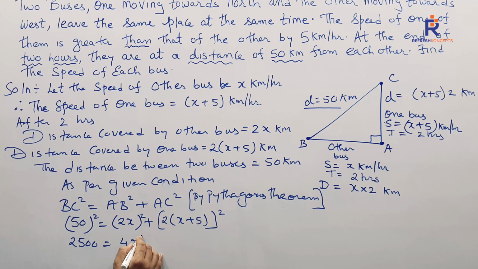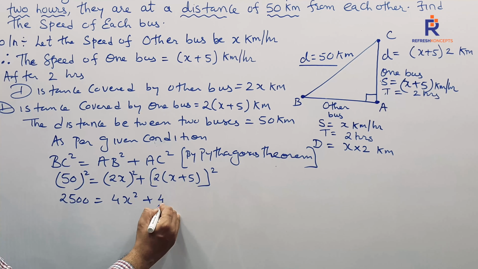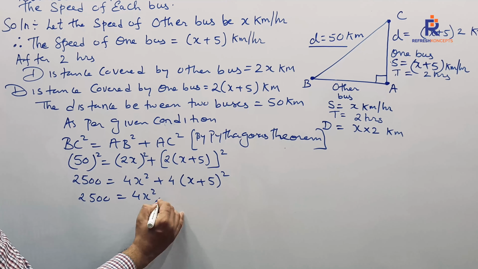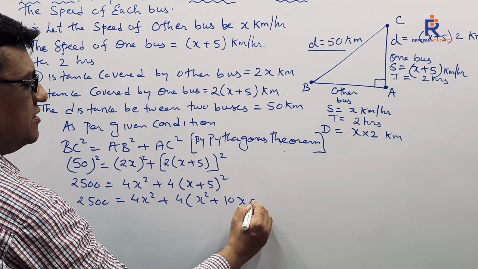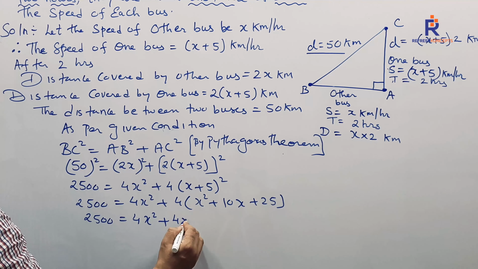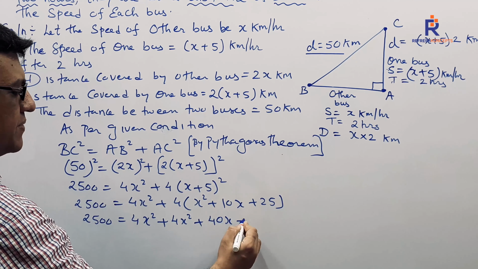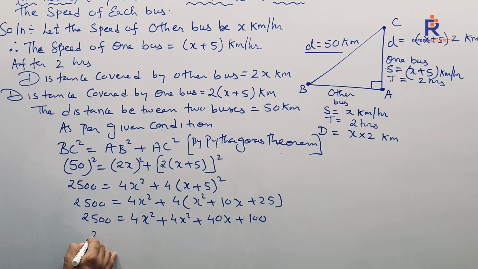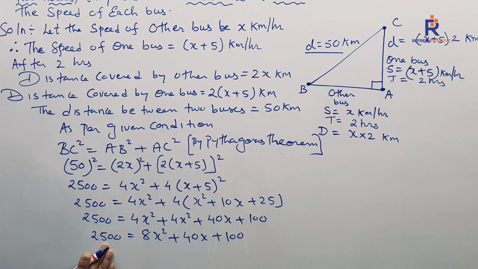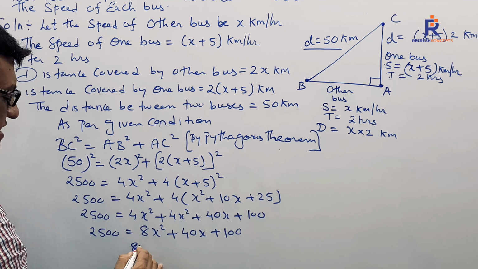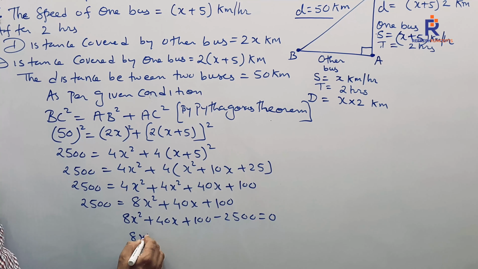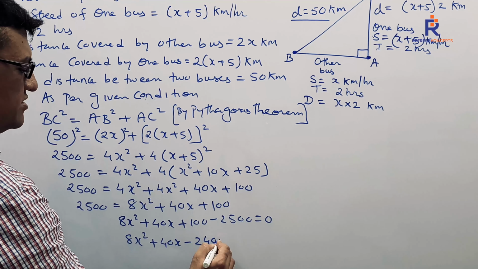2500 equals 4x square. This square is applicable to this also and this bracket also. So can I say 4 of x plus 5 the whole square? 2 square is 4. Open the bracket. 2500 equals 4x square plus 4 into a plus b the whole square, a square plus 2ab plus b square. So 2500 is 4x square plus 4x square plus 40x plus 100, 25 fours are 100. 2500, 4 plus 4, 8x square plus 40x plus 100. Shift this 2500 over there to get the standard form of a quadratic equation. 8x square plus 40x plus 100 minus 2500 equals 0. 8x square plus 40x minus 2400 equals 0.